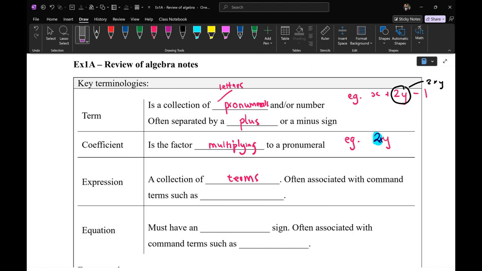Terms such as, what's this? Often associated with command terms such as, anyone know? So when we're talking about expressions in your textbook, you've done this since year 7, 8, and now you're doing it in 9. What's the command term? Command terms like evaluate, simplify, solve, what's another one? Factorize, expand. What's the common command term that associates with an expression? Anyone know? Hands up.